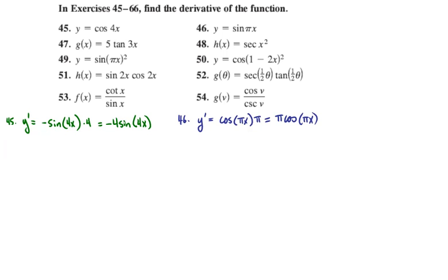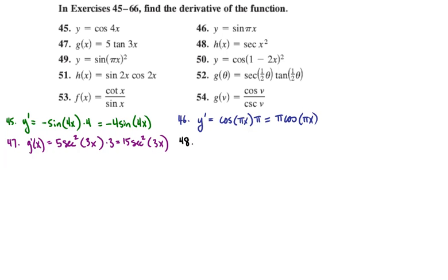Number 47, g prime of x is 5 by the constant multiple rule. Then it's derivative of the outside function, derivative of tangent, is secant squared. Leave the inside alone. Then times the derivative of the inside function, which is just 3. And you end up with 15 secant squared of 3x.